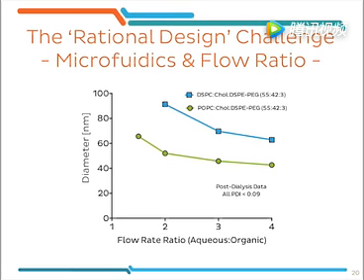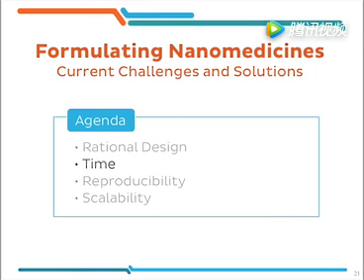So in summary, a better control over the mixing process in nanoprecipitation allows for fine-tuning of two key nanoparticle characteristics, which are the particle size and the size distribution. And the ability to fine-tune these particles in turn allows us to rationally design nanoparticle formulations for further cellular and in vivo experiments.